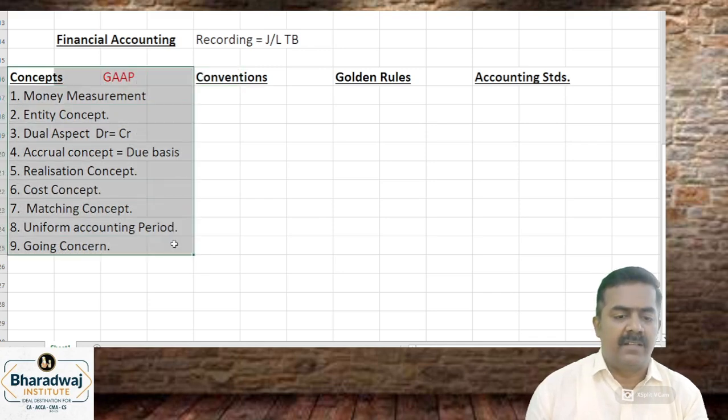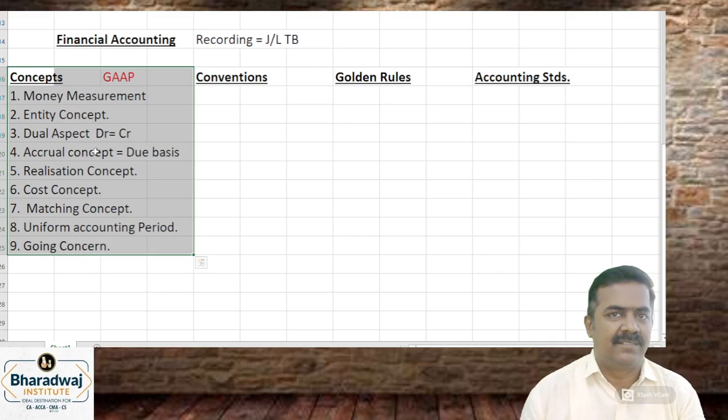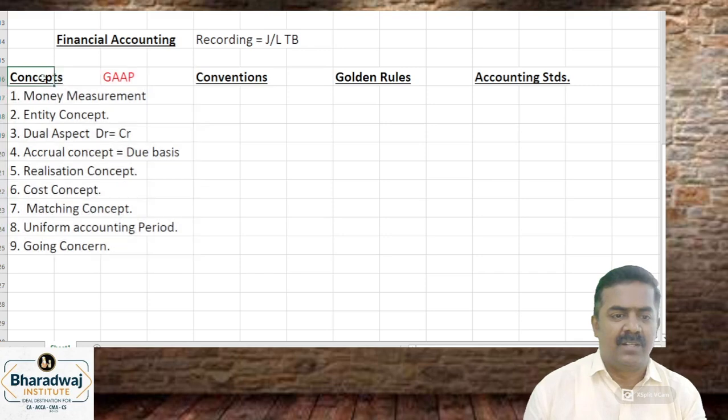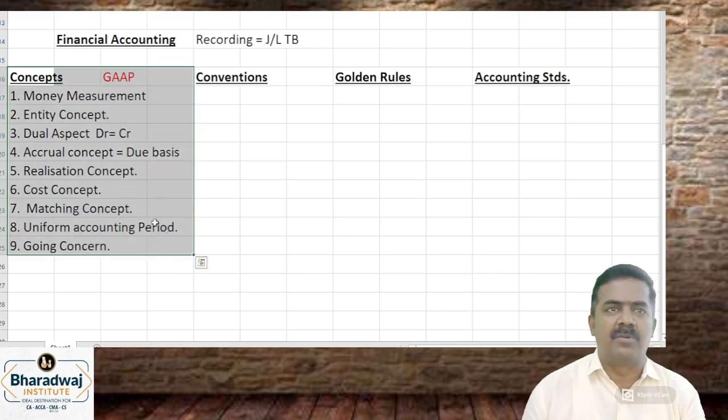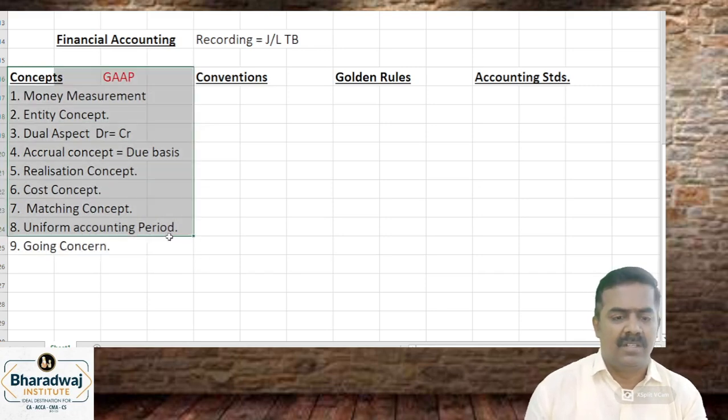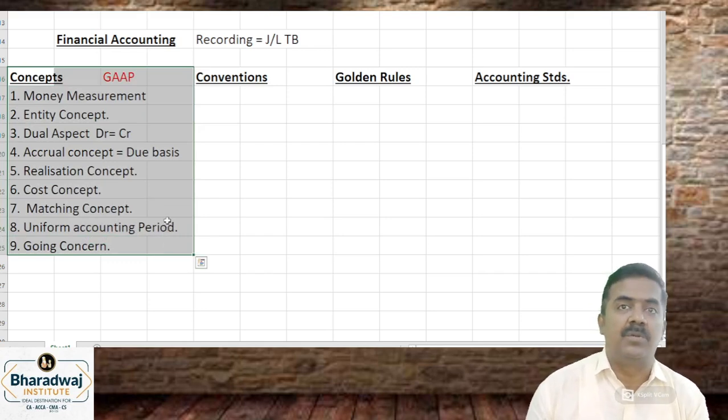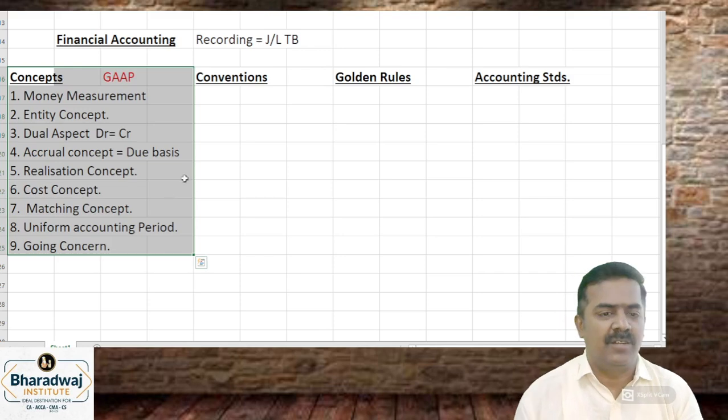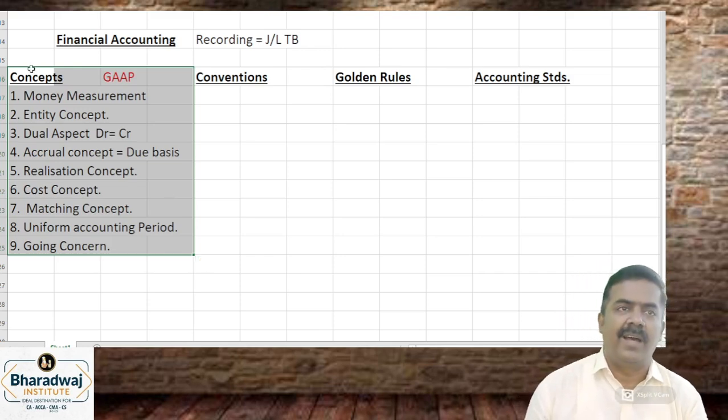Wear a helmet. This is a rule, a guideline. Generally, wear a helmet is the rule. If you violate the rule, you pay a fine. You should not drive without a driving license. Concepts are like rules. If you violate rules, then you are subject to penalty. Nobody will accept your accounts.